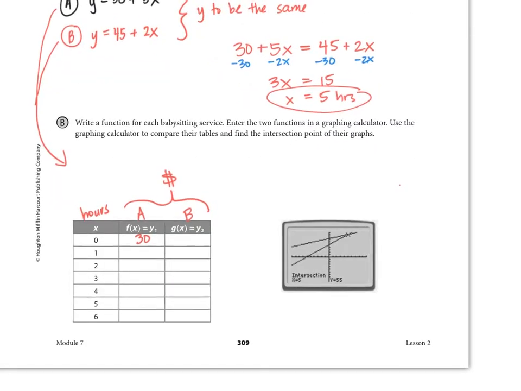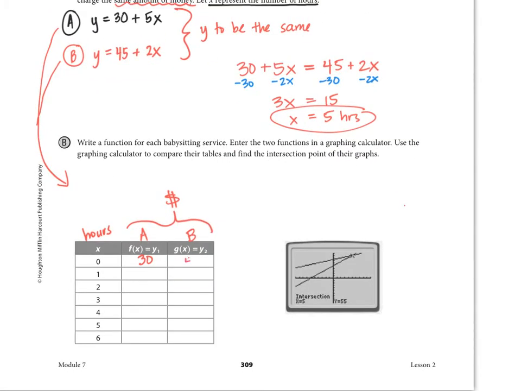And babysitter B is going to be $45. Okay, so I'm going to actually fill in all of the column for babysitter A first. It's just going to be easier to focus on it because if the slope is 5, it's $5 per hour, I'm adding 5 every single time. So this is $35. 2 hours would be $40, then $45, then 50, then 55, and 60.